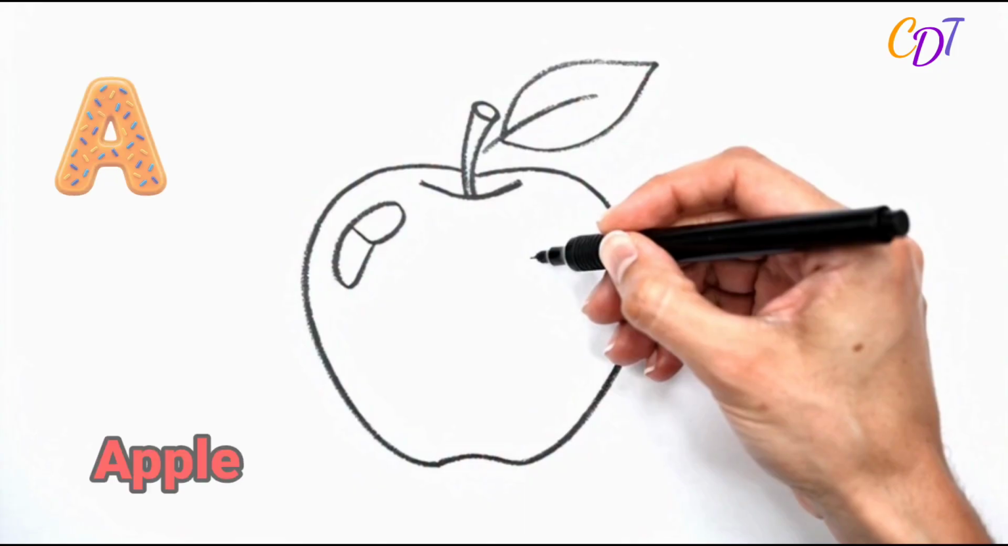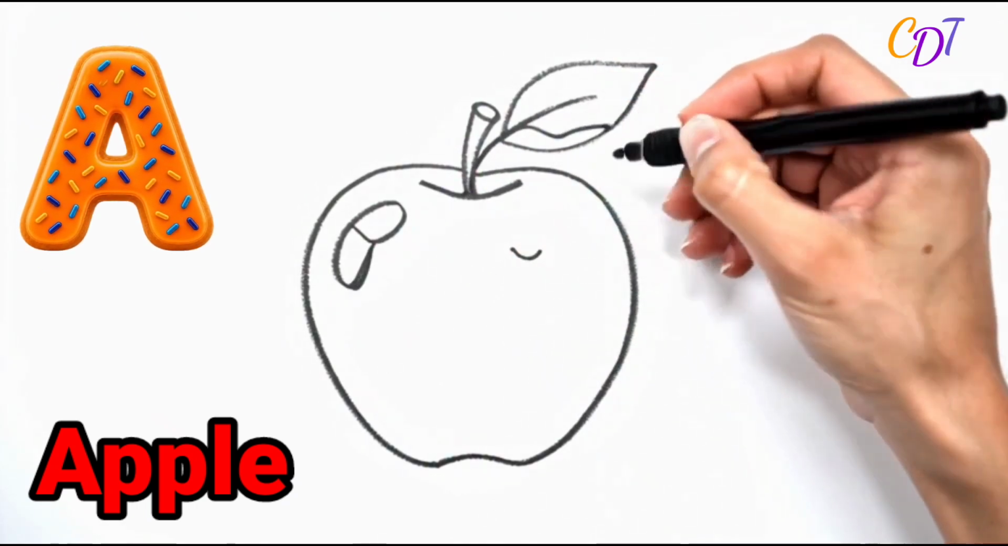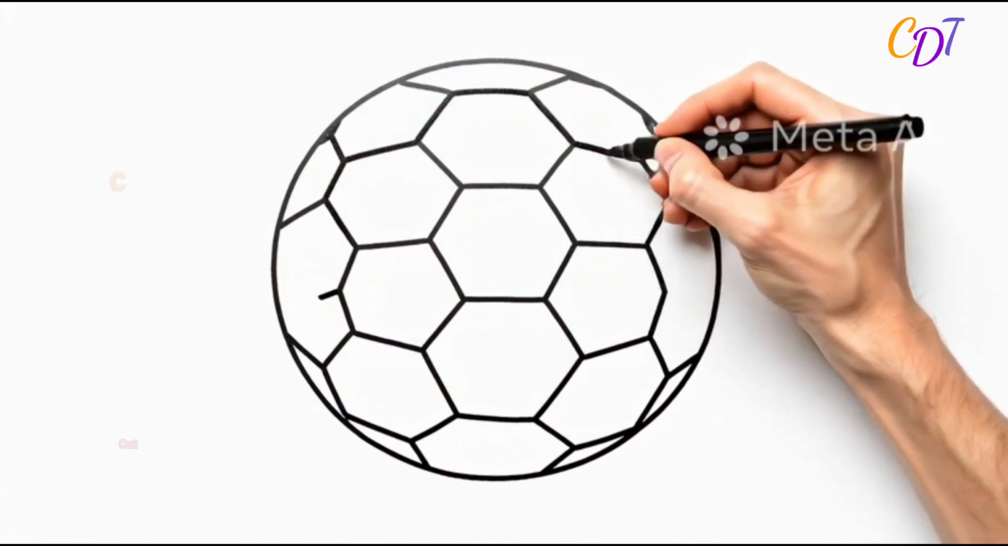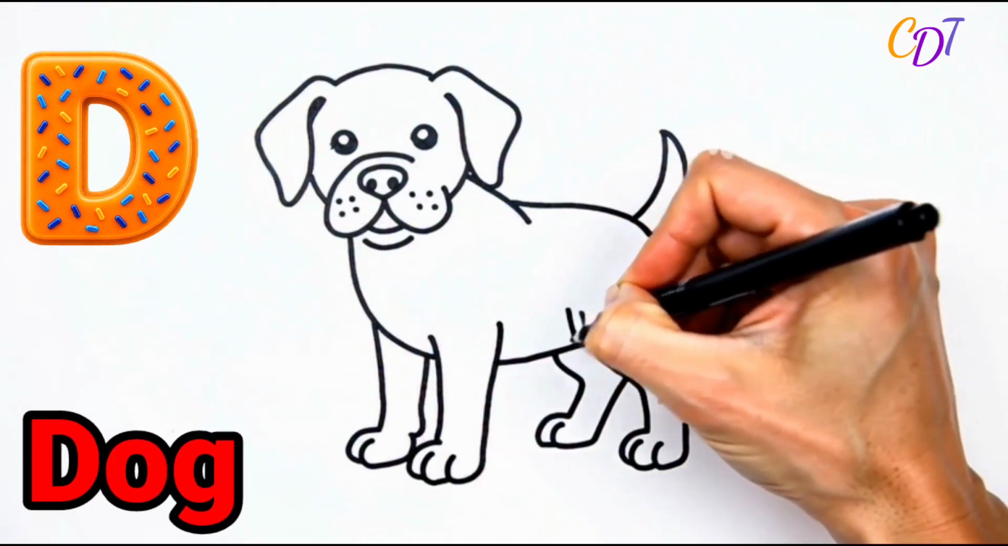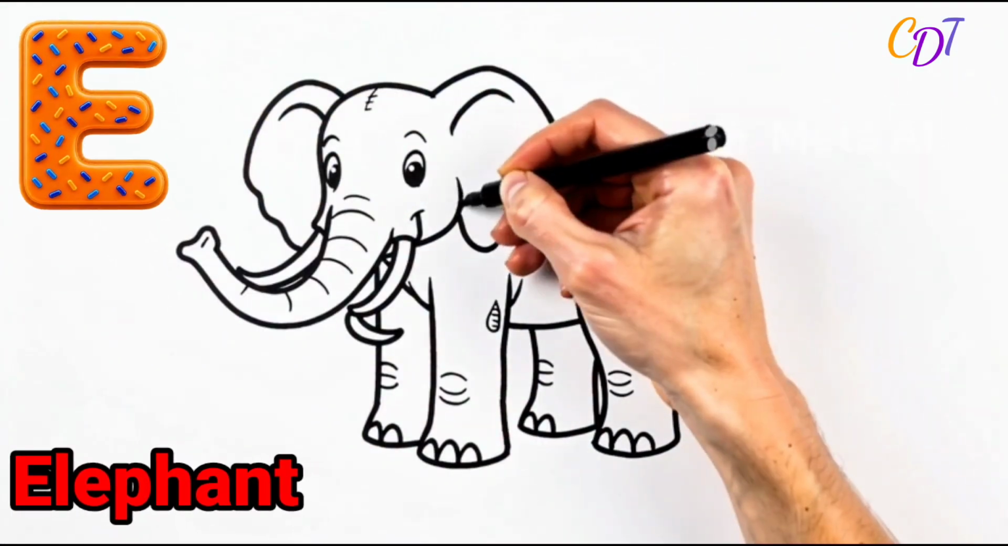Let's draw together. A for apple. B for ball. C for cat. D for dog. E for elephant.